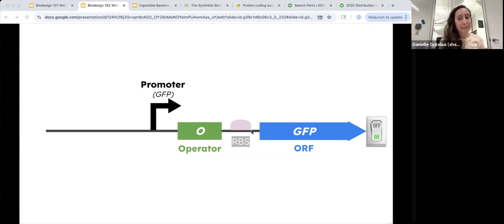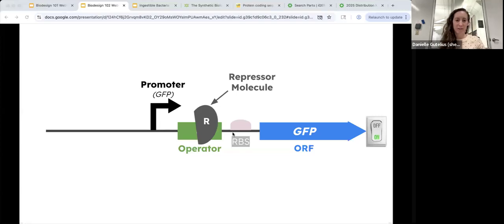So what will we need in our system to make sure that this circuit is not constantly on and making GFP? Hint, I mentioned it earlier in our arsenic biosensor. Do we remember? It starts with an R. Yes, I'm seeing it. Good. We're going to need a repressor molecule. Repressor molecules function by binding to the operator region just in front of the promoter.